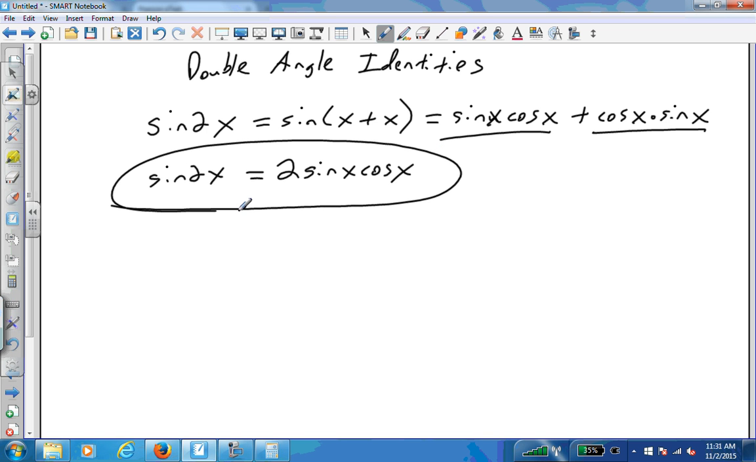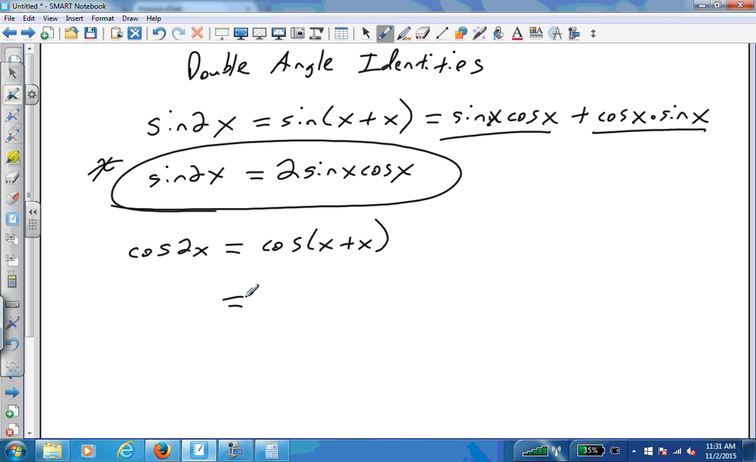So you're not going to have to know how to generate that identity. You just need to know it. But that's where it comes from. Same thing with cosine 2x. Cosine of 2x is the same thing as cosine x plus x.